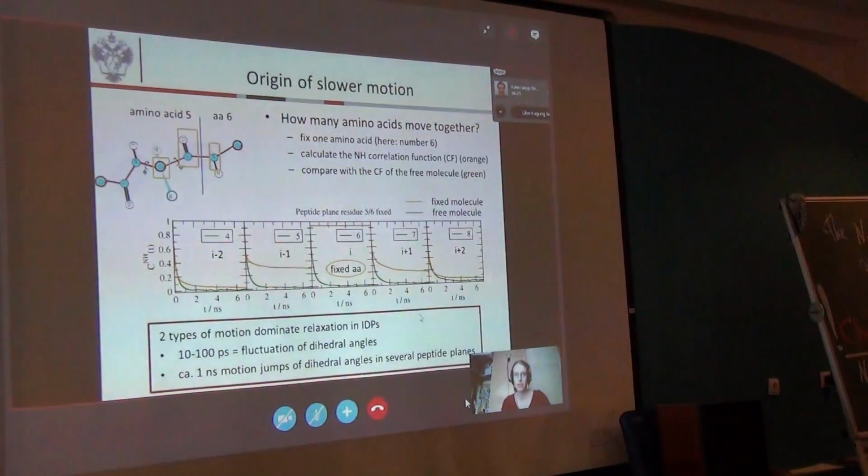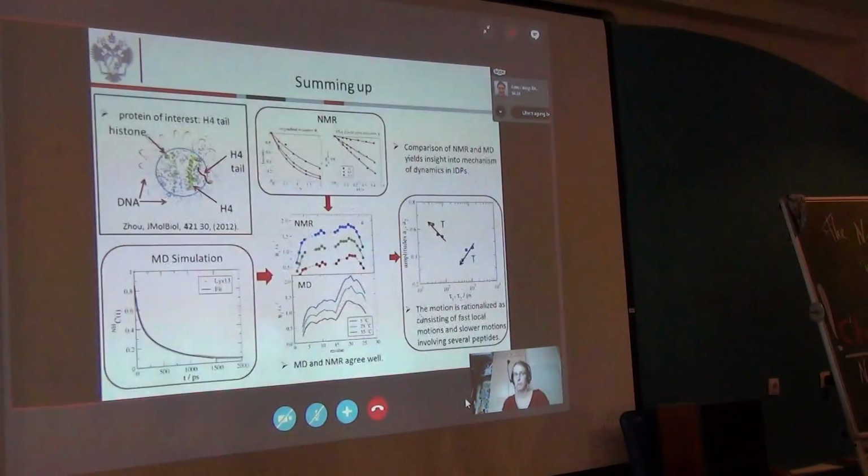Now, with this, I would like to sum up. I showed you today our investigation of the H4 tail protein. We performed NMR relaxation measurements and MD simulations. We compared the two techniques and found an agreement, even in the temperature dependence.